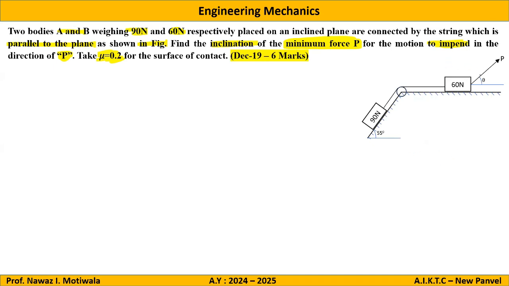So in the direction of force, this 60 Newton block will be moving towards the right hand side. And because this is moving towards the right hand side, this 90 Newton block will be moving up the plane. So these are the directions of motion for block A and block B.